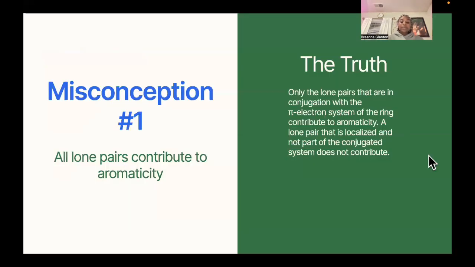So now I have some misconceptions dealing with lone pairs and aromaticity. The first misconception is that all lone pairs contribute to aromaticity, which is not true at all. The actual truth is that only the lone pairs that are in conjugation with the pi electron system of the ring contribute to aromaticity. A lone pair that is localized and not part of the conjugated pi system does not contribute. So that's the first misconception.